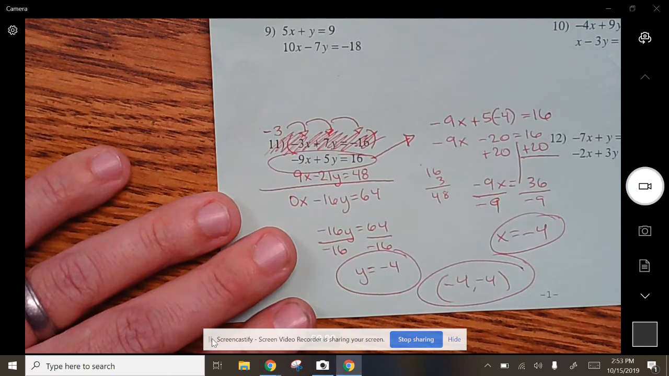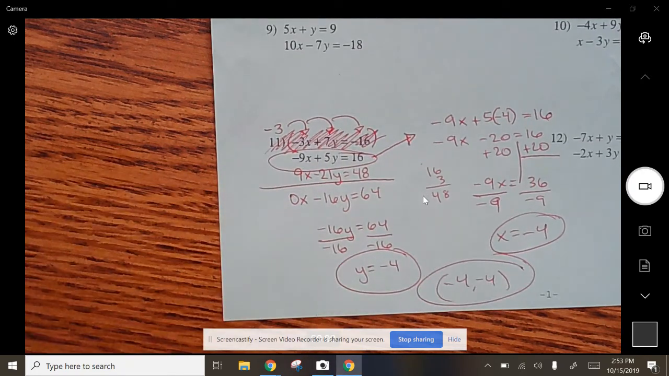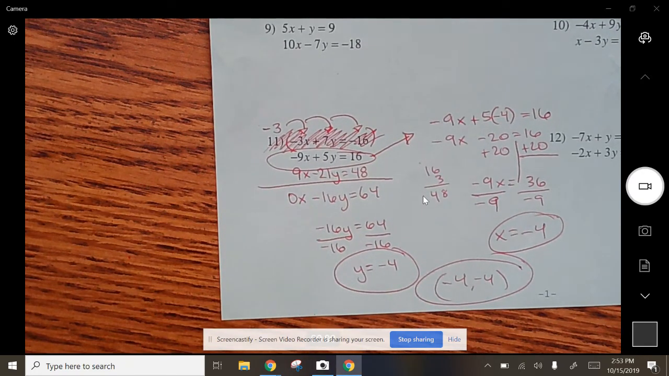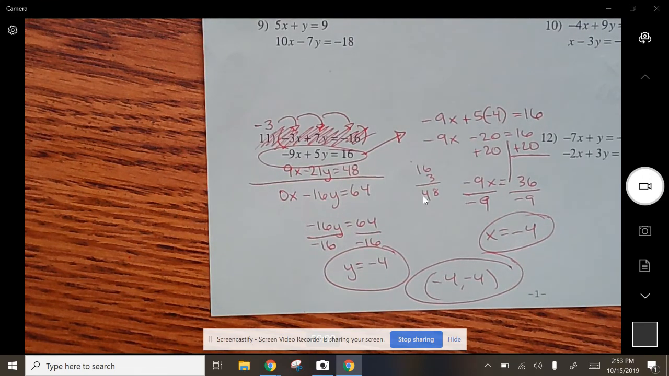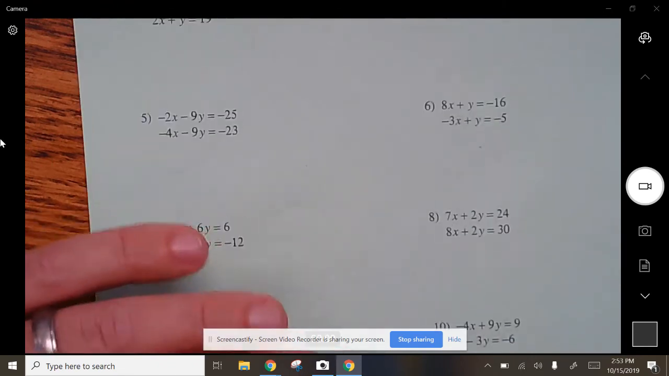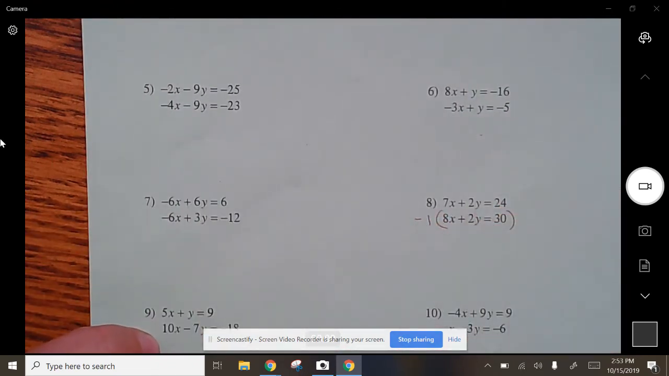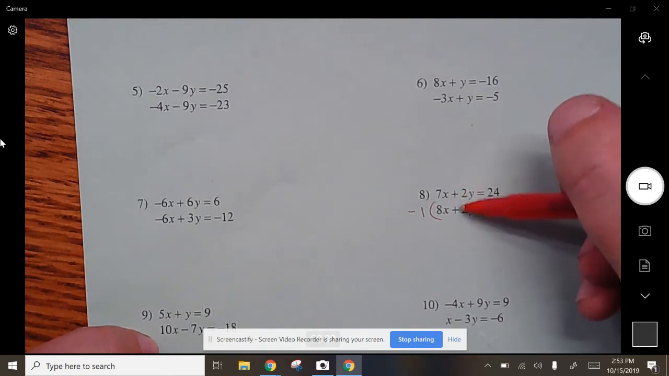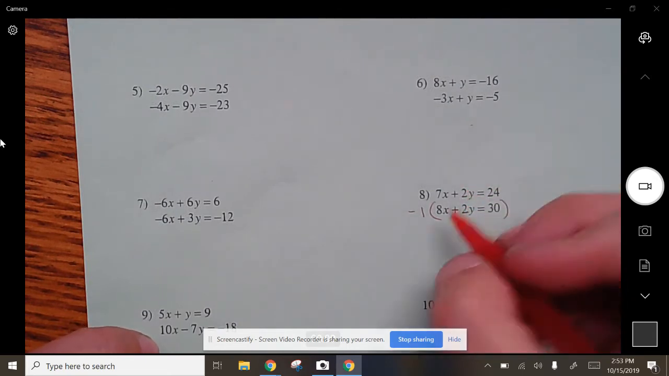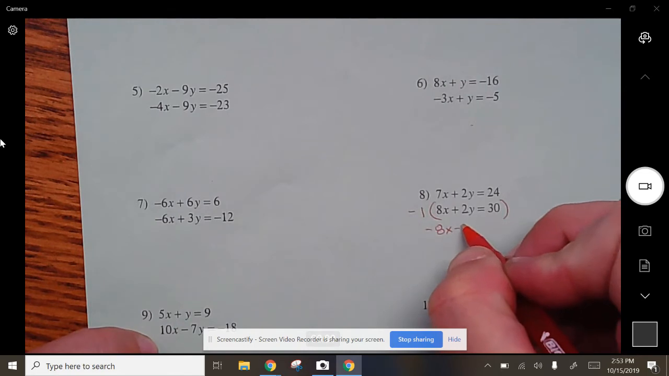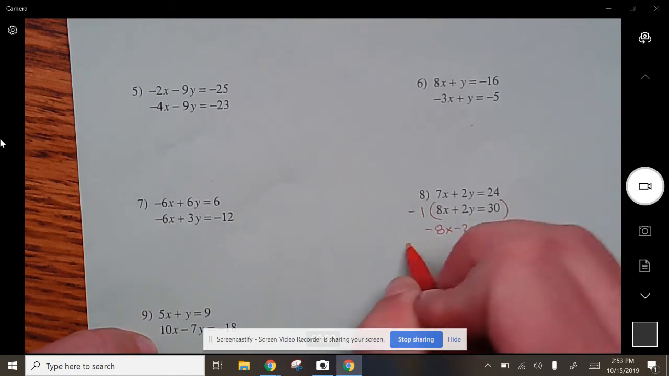As you keep working, let's try one more. I'm not going to do the whole thing for you. You guys can handle this. A lot of this was just dealing with if there's two of the same term. And I'm going to multiply this bottom one by negative 1 because I noticed 2y and 2y, they're both positive, but I want this one to be negative so it can get eliminated. Negative 8x, negative 2y, negative 30.